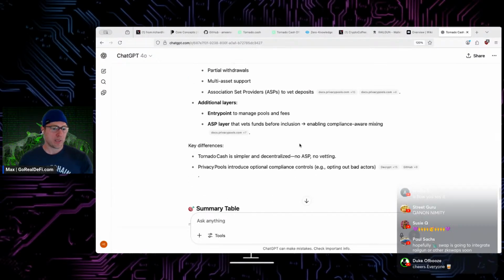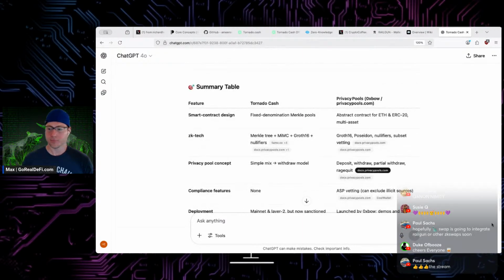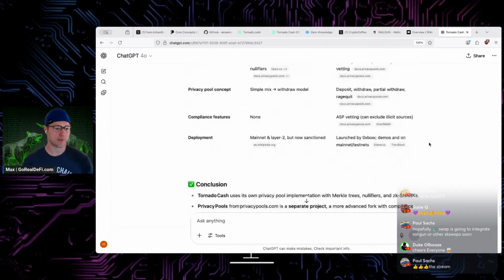It has an entry point to manage pools and ASPs. Tornado Cash is simpler and decentralized, with no ASP and no vetting. Privacy pools introduced compliant controls. Okay. Gotcha. Are you entertained? We're getting a little technical today. Even I'm kind of learning as I go on a lot of this stuff too.